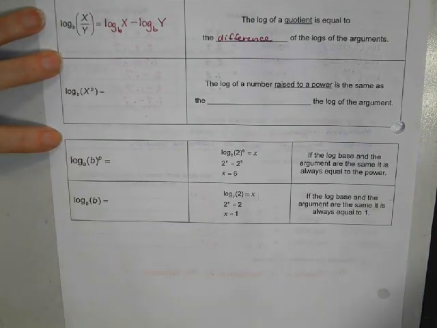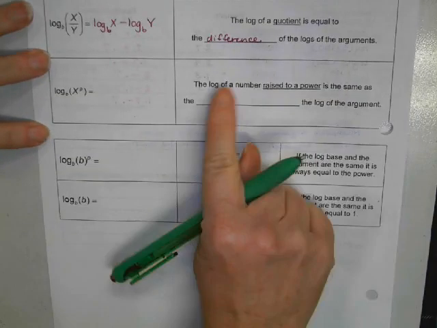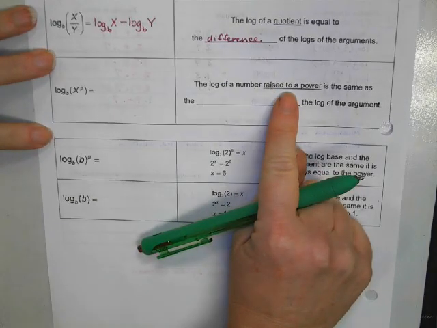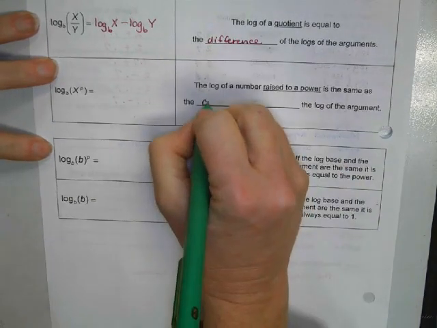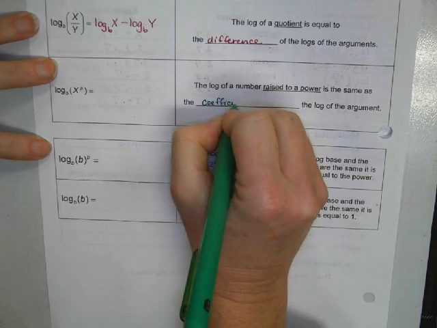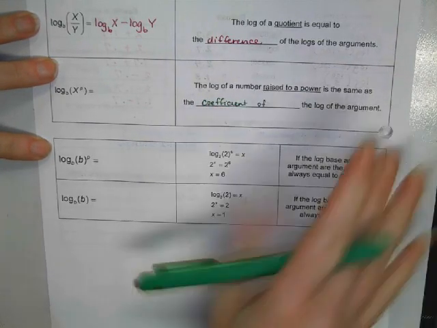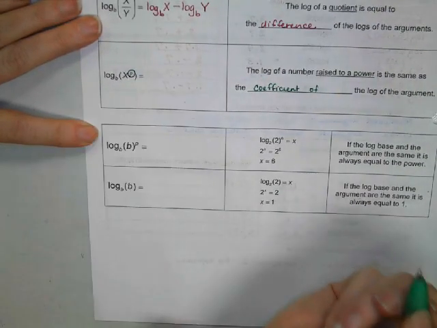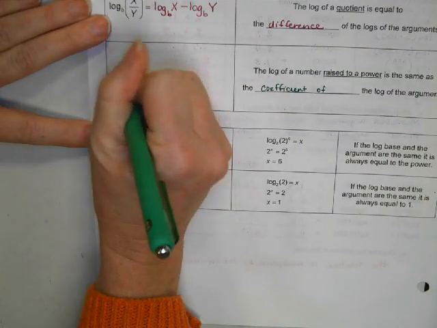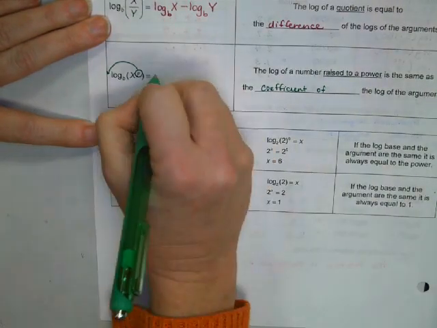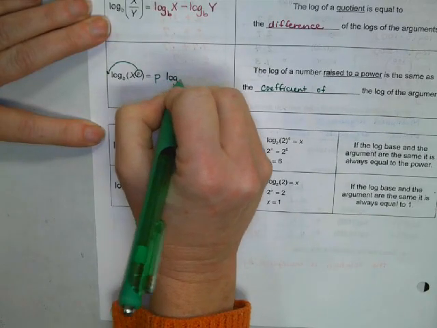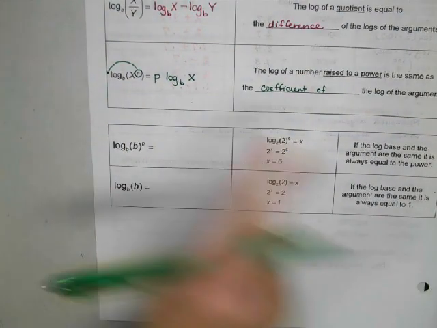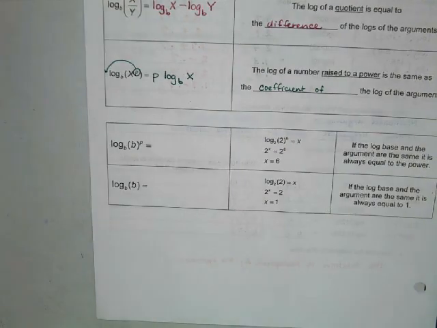Alright, then this one, the log of a number raised to a power is the same as the coefficient of the log of the argument. What that means is anything that's up here in the treehouse on an argument can be moved in front of the log to be its coefficient. So this would be p log base b of x. That was an exponent, now it's in front as a coefficient. This is what logarithms are all about, getting things out of the treehouse and down onto the line.